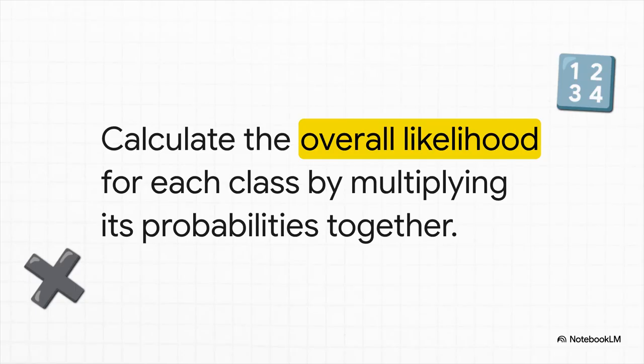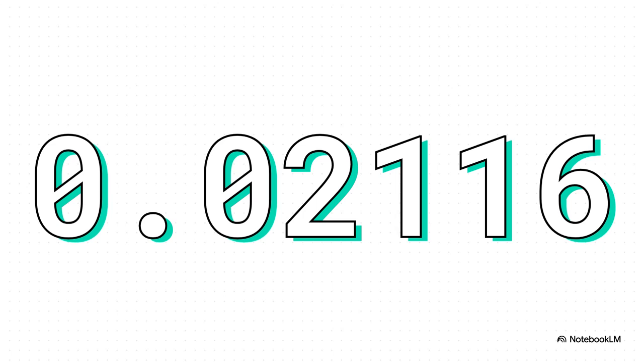Okay, now for the fun part. This is where that naive assumption really comes into play. Because it assumes everything is independent, we can literally just multiply all those probabilities together for each side of the question, yes and no. We'll do one calculation for the yes outcome and a separate one for no. All right, let's tackle the yes case first.